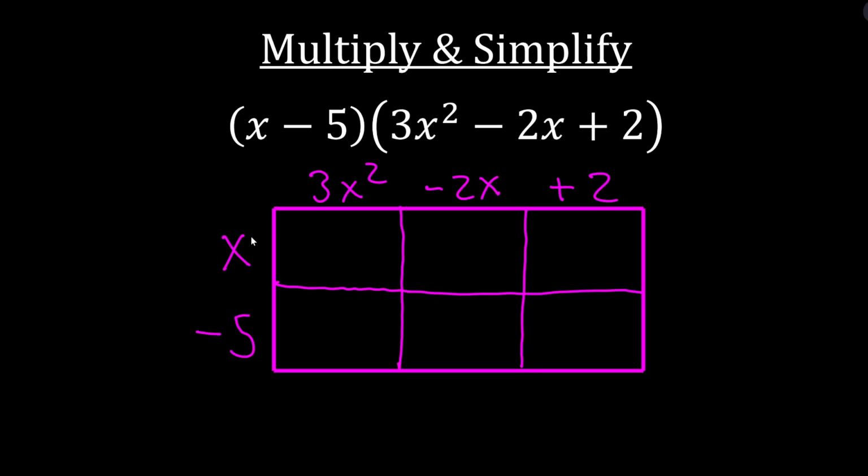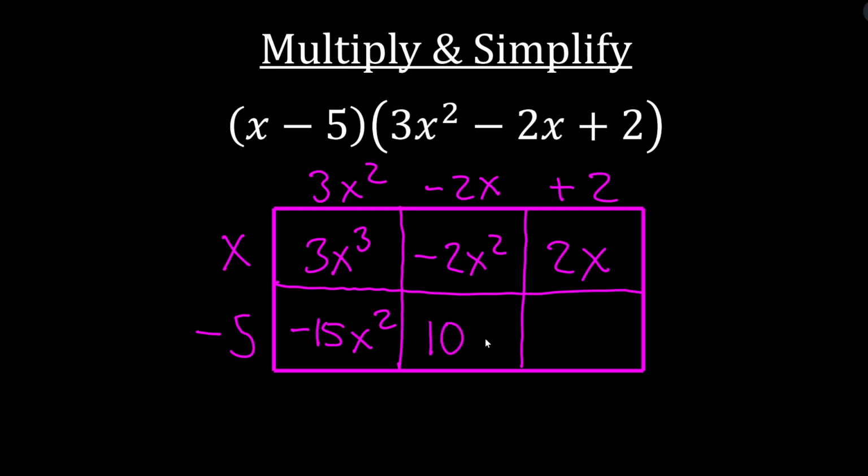All right, 3x squared times x, that's 3x cubed. x times negative 2x, that is negative 2x squared. x times 2, that is 2x. Negative 5 times 3x squared, well, negative 5 times 3, that's negative 15, and the x squared is chilling. Negative 5 times negative 2x, so negative negative, that's positive. 5 times 2 is 10, x is chilling. And then negative 5 times positive 2 is negative 10.